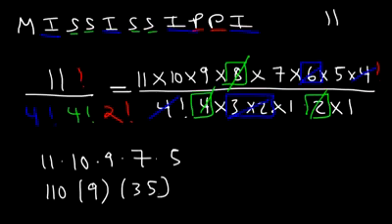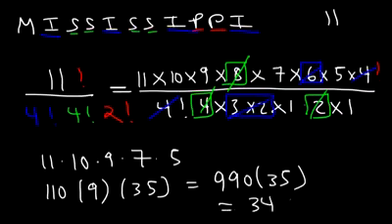Now, 110 times 9, I believe that's 990. Now we need to multiply 990 by 35. And I'm going to use a calculator at this point. So this will give you 34,650. So that's the answer.